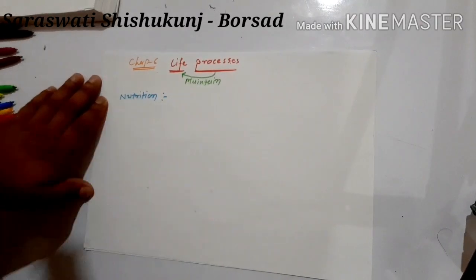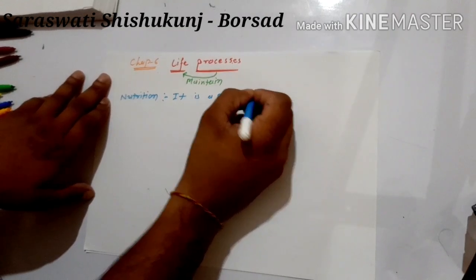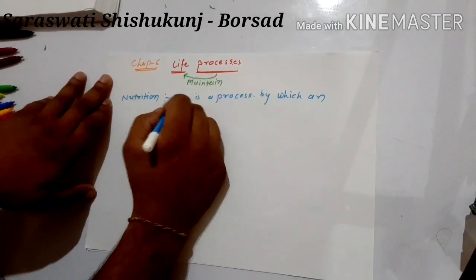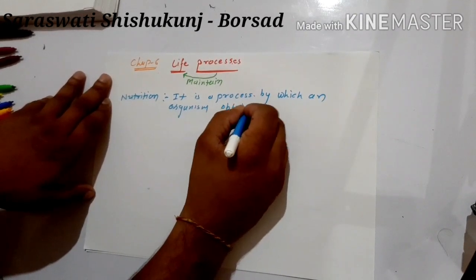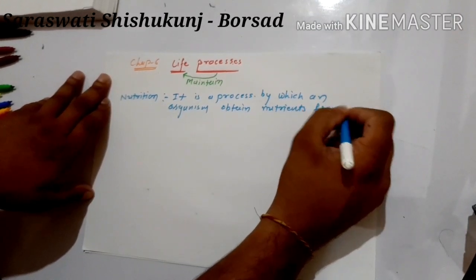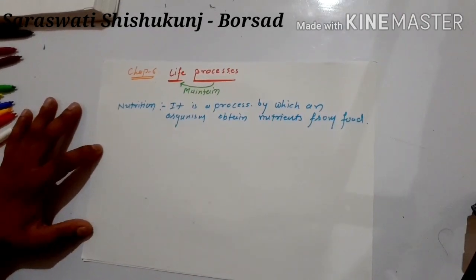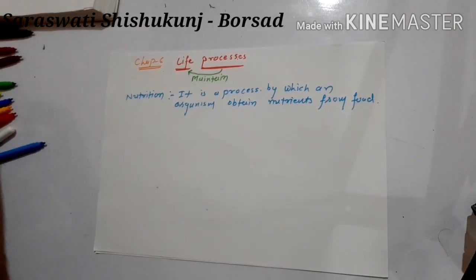So nutrition, what is nutrition? Nutrition is a process by which an organism obtains nutrients from the food which it eats. We are going to discuss nutrition in detail in this chapter. Okay, so first is nutrition.